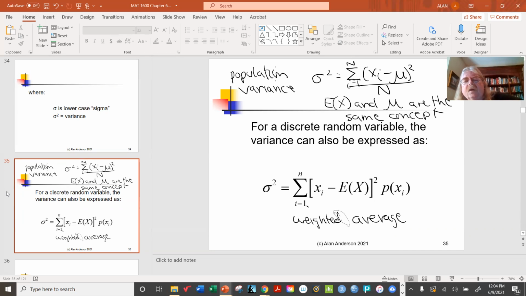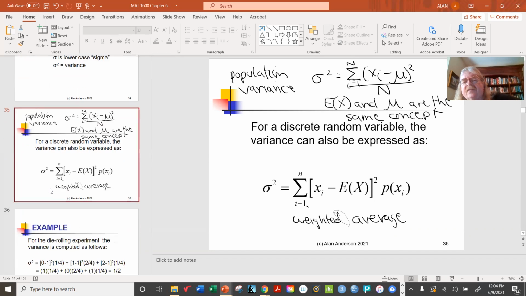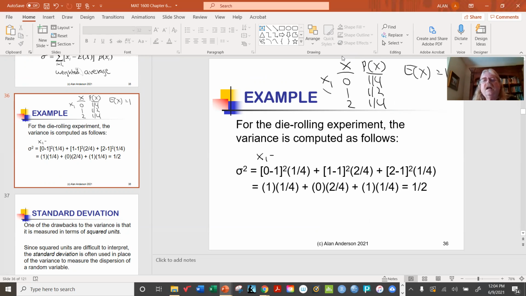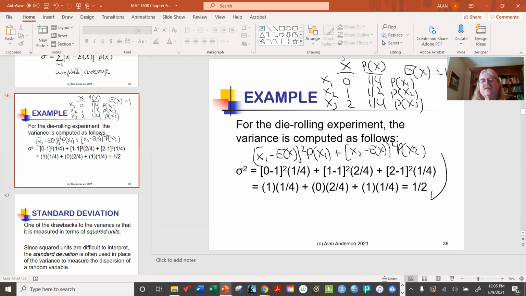Okay. So if you already know the expected value of X, this is not maybe quite as painful as it looks. So let's go back. Remember, here's the results we had earlier. And also we previously calculated that the expected value of X is equal to 1. So what do I have here? X1. Oh, and don't forget, we can think of this as X1, X2, and X3. And this is the probability of X1, probability of X2, probability of X3. So here we have X1 minus its expected value squared times the probability of X1. And I've run out of space, so I'll move the rest of it down here.